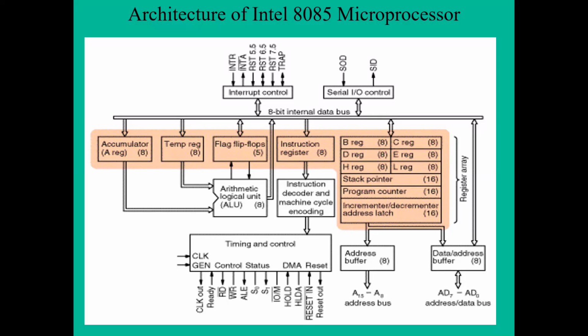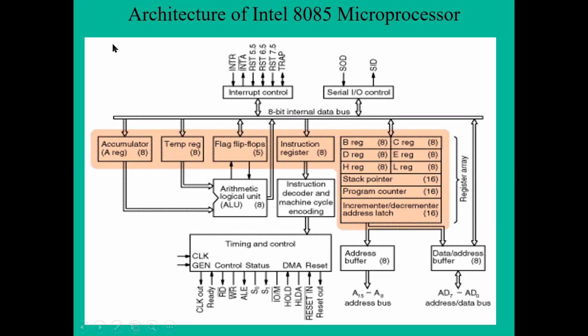So 5 hardware interrupt pins are available through which the 5 interrupt signals are coming. One is the INTR. Over here you can see it: INTR, RST 5.5, RST 6.5, RST 7.5, and TRAP. Okay, through these 5 pins, the five external signals can come, and these are available to facilitate the processor to receive and acknowledge the interrupt calls of peripherals.